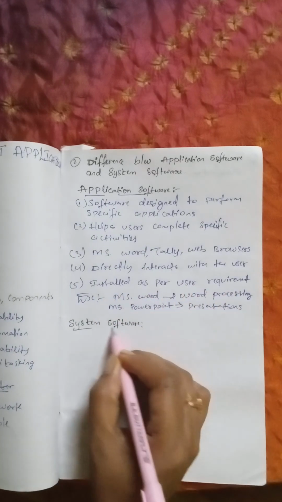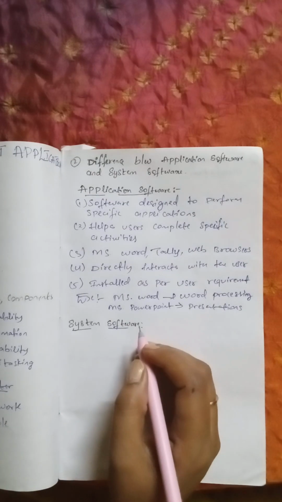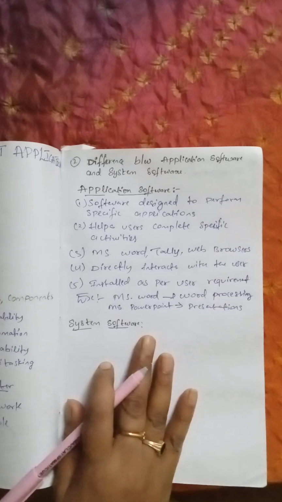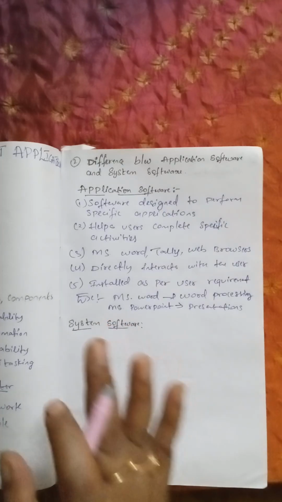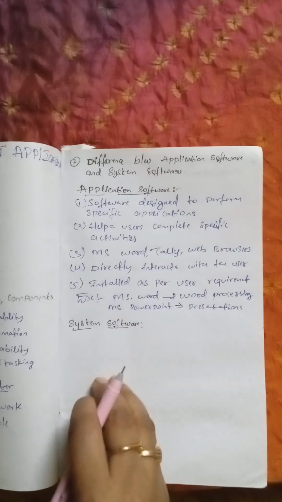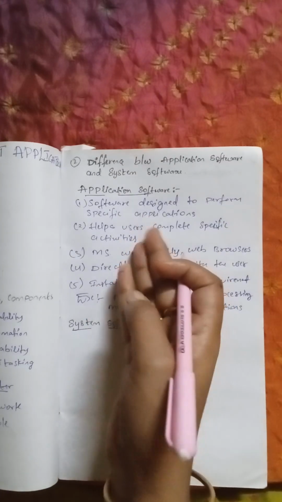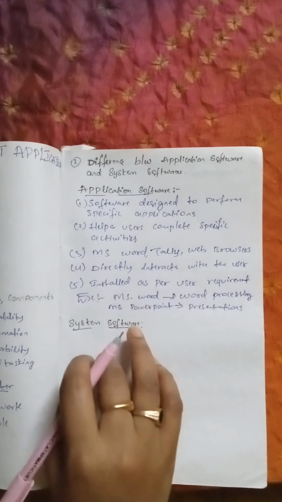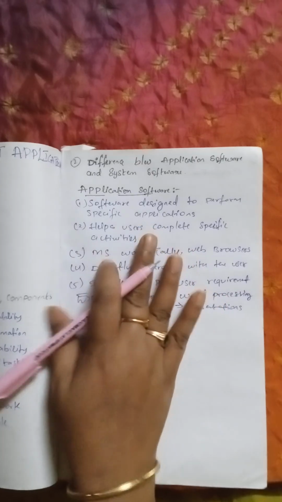Now, what is system software? Software that manages and controls the computer hardware is known as system software. What is its purpose? It provides a platform for running application software. It is the base. System software is the base for application software. It provides a platform for running applications.